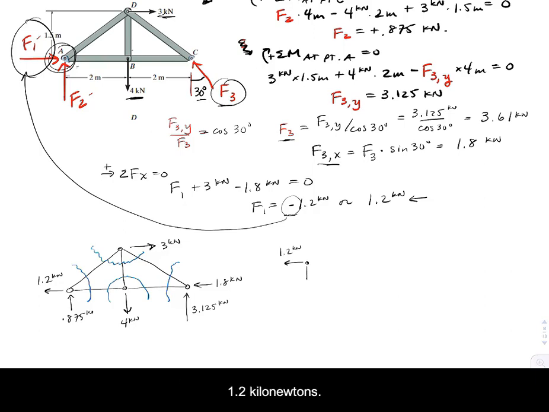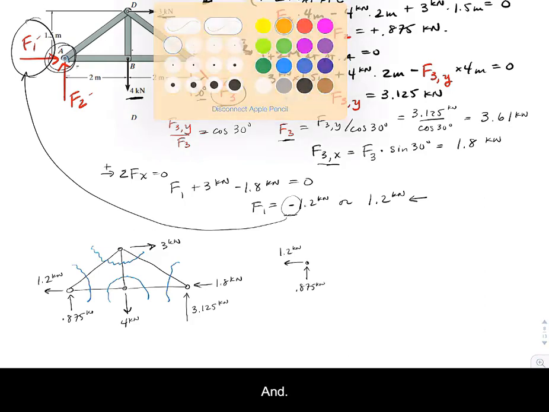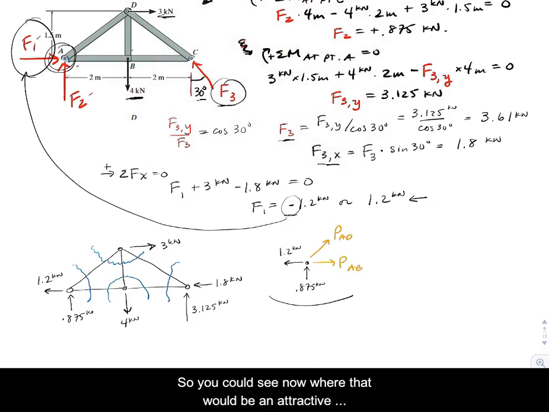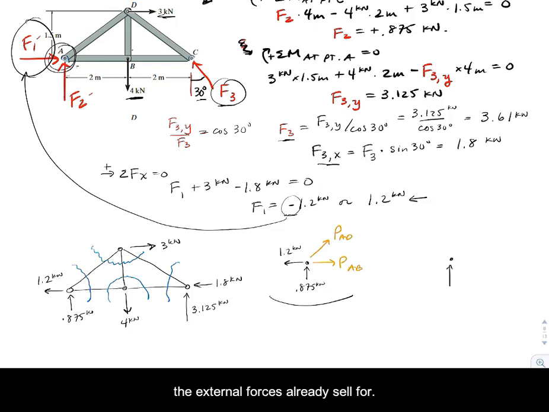1.2 kilonewtons, 0.875 kilonewtons, and PAB, PAD. So you could see now where that would be an attractive first joint, because we have those external supports. We have the external forces already solved for.